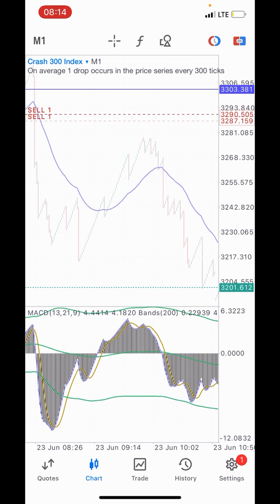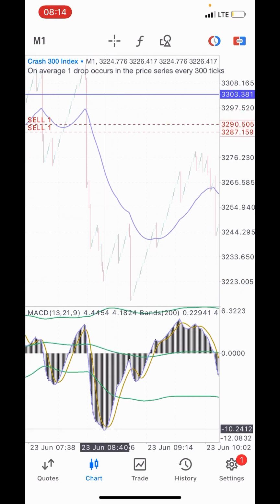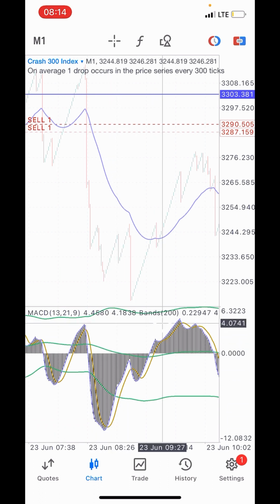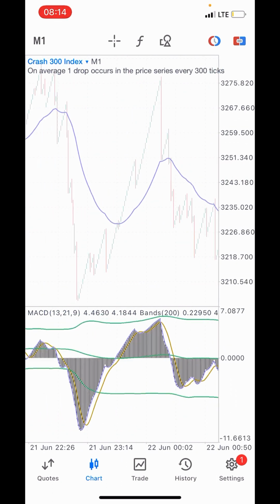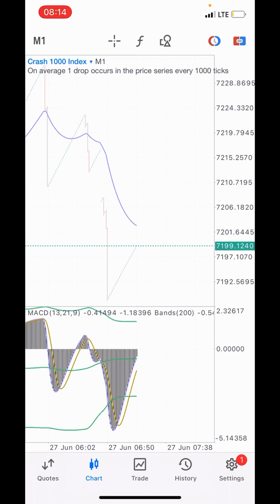So if we still backtest this, this is another one, a crossover here below the Bollinger Bands, and it goes up till it gets to the upper band. Now you see that this works perfectly. Now let me take you to, let's use Crash 1000. Okay, this is a Crash 1000.